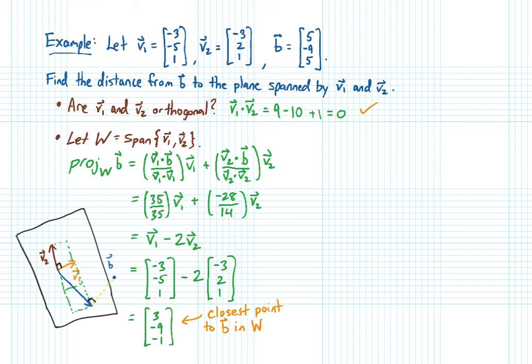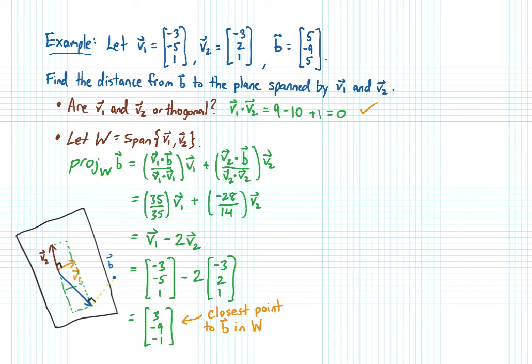So because this is in 3 dimensions, it would be hard to draw a really accurate picture of this situation, but this is my attempt at a sketch of the idea. You've got your two vectors, v1 and v2. They're orthogonal to each other, and they span a plane. And then you've got this point b, which is not on the plane, but then we can use this orthogonal projection formula to find the point on the plane which is closest to b. And in this case, the point that we found is v1 minus 2 times v2.